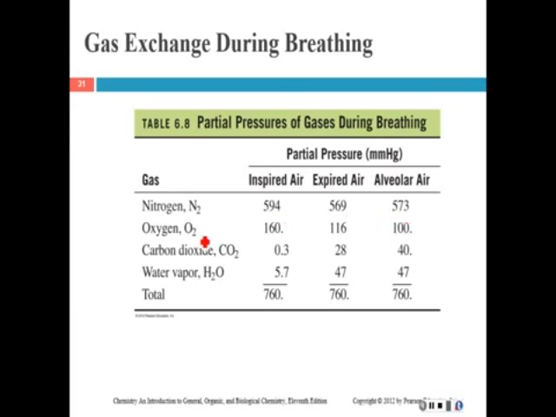Look at the oxygen now. You breathe in, here's the pressure of the oxygen, 160. 116 is what you're exhaling. That means the difference here is going into the tissues. So the alveolar air has 100 millimeters of mercury. So you notice that's less than what you're expiring.